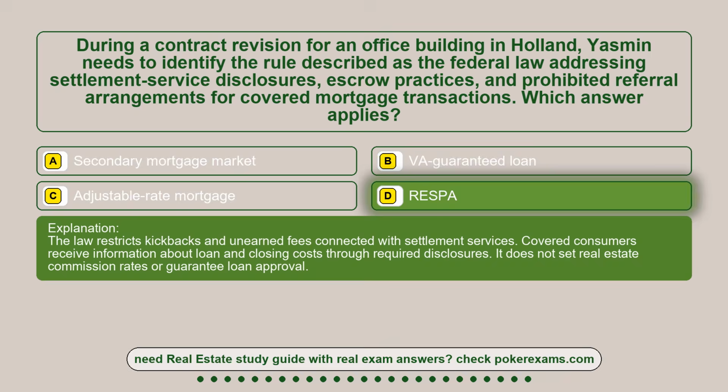The law restricts kickbacks and unearned fees connected with settlement services. Covered consumers receive information about loan and closing costs through required disclosures. It does not set real estate commission rates or guarantee loan approval.